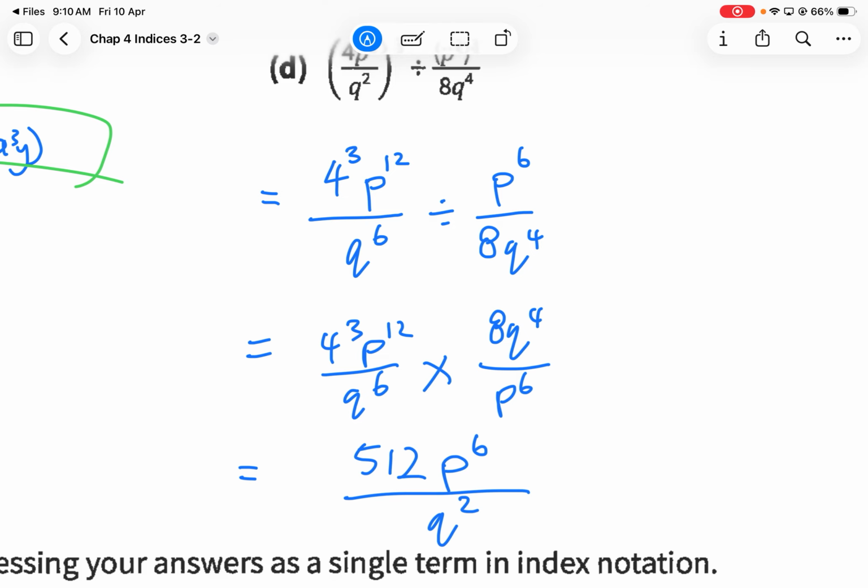Okay? This last part. On top there is p multiplied by itself 12 times. Bottom has p multiplied by itself 6 times. So 6 of the p will be used to cancel 6 of the p here. That's why we are left with 6. For the q, the bottom has more than the top. So 4 of the q cancel 4 of the q here. That's why we are left with another q squared. Hey, this last part was not covered before.